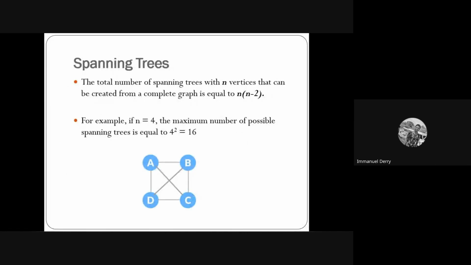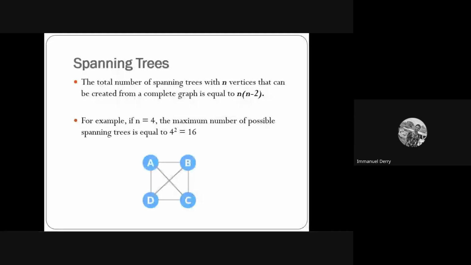So the total number of spanning trees with n vertices that can be created from a complete graph is n raised to the power n minus 2. So for instance, if n is equal to 4, the maximum number of possible spanning trees is 4 raised to the power 2, which is going to be 16. And the n happens to be the number of vertices that we have.